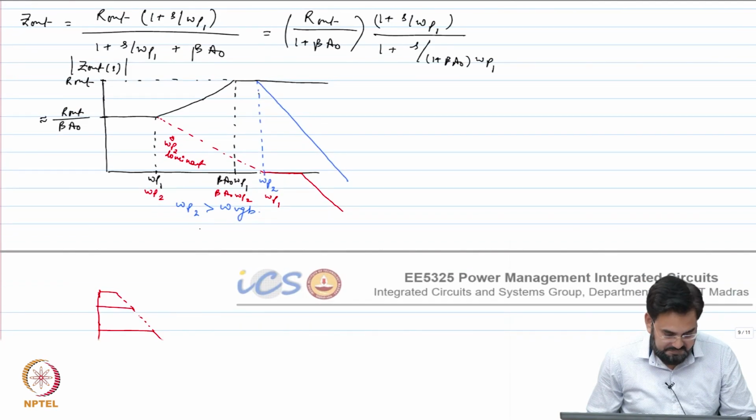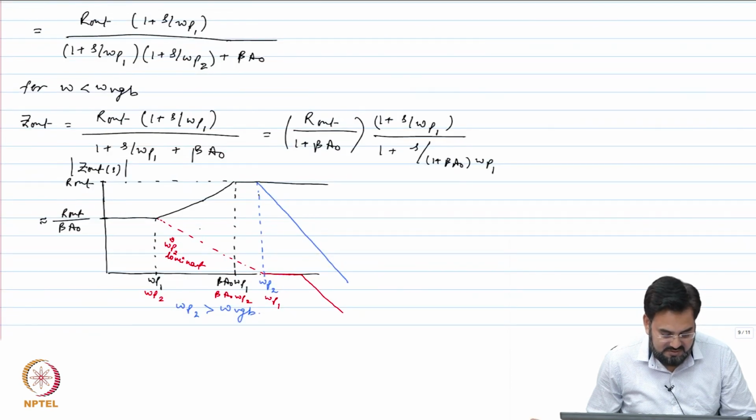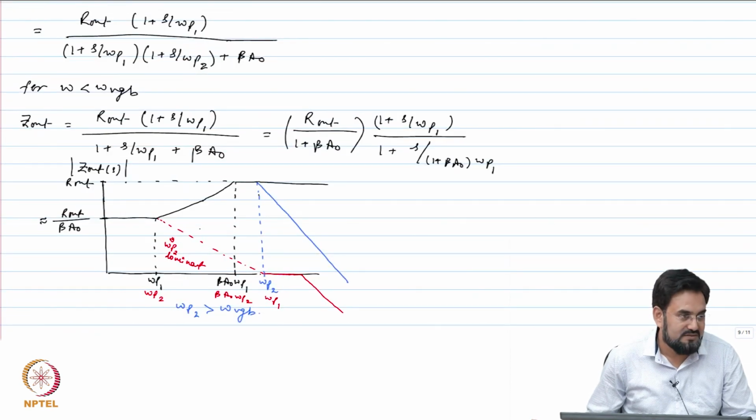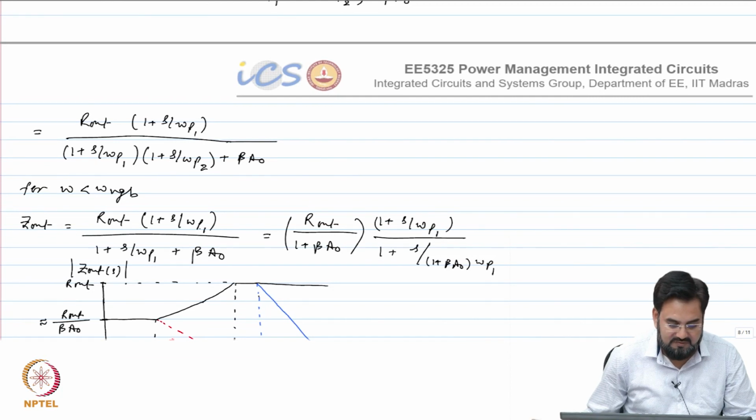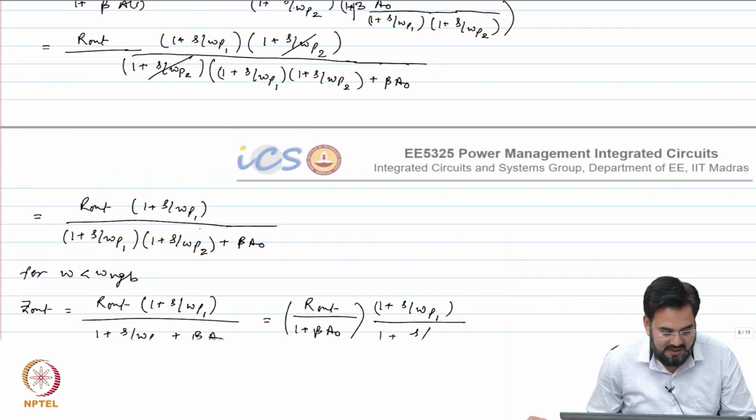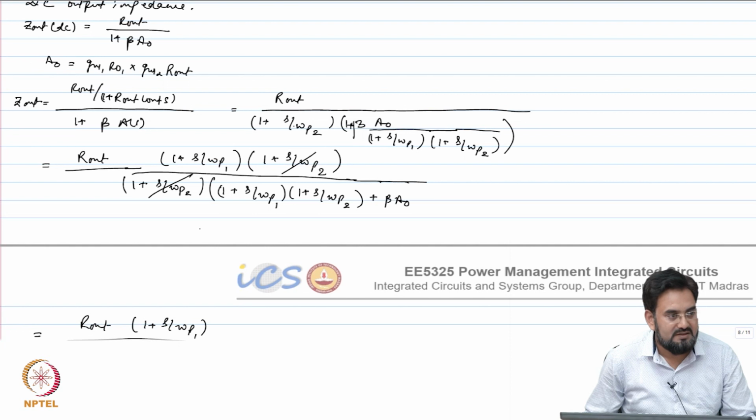Okay, so you have to increase the bandwidth, which will come at the cost of your current, obviously. And that's what you always try to reduce: build a high gain bandwidth amplifier with reduced current.